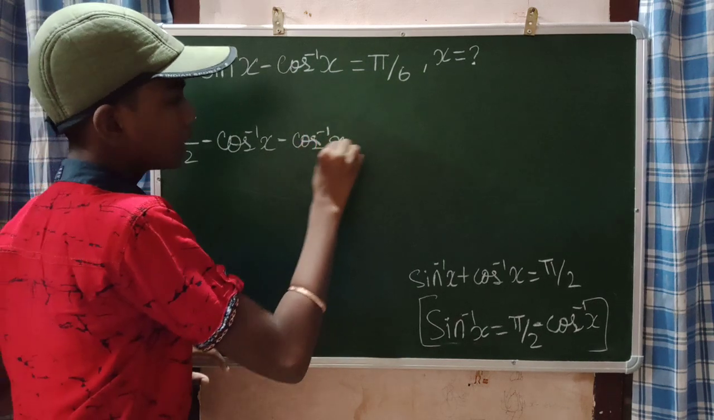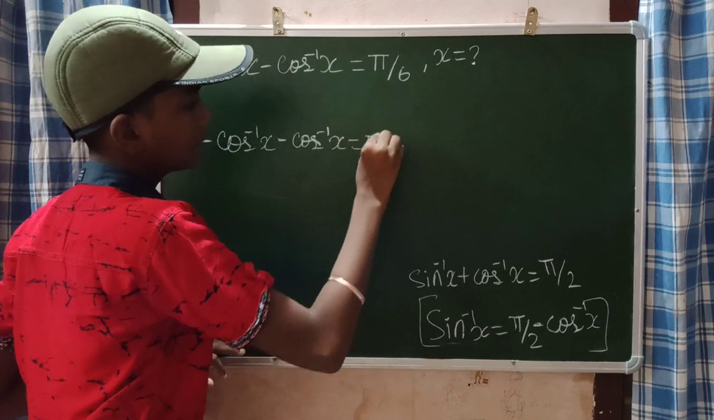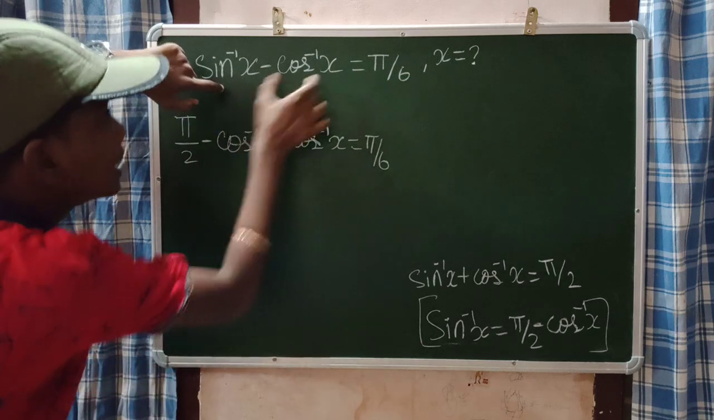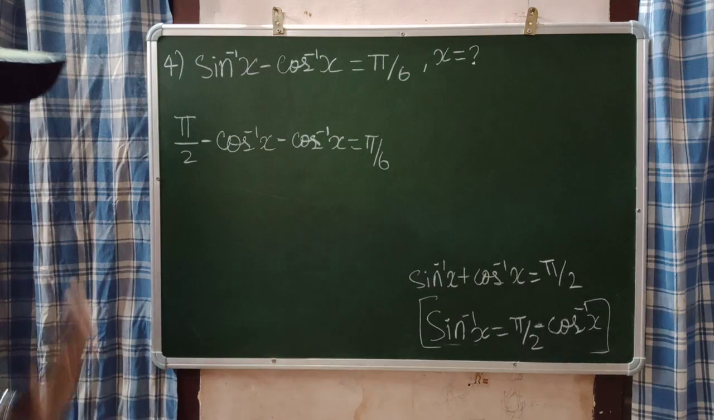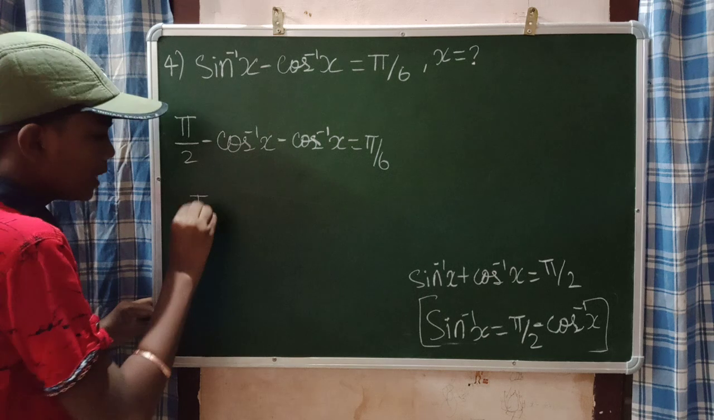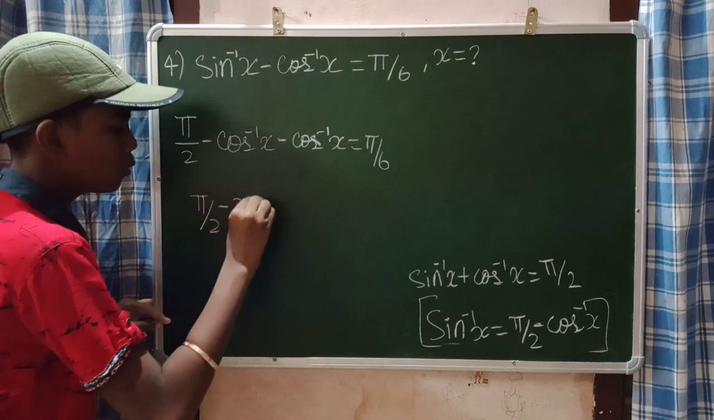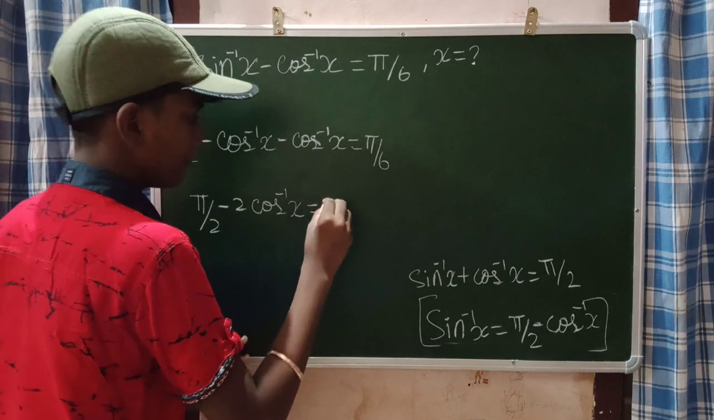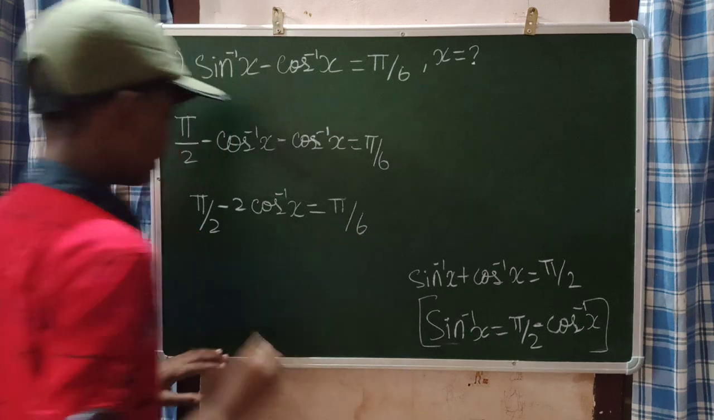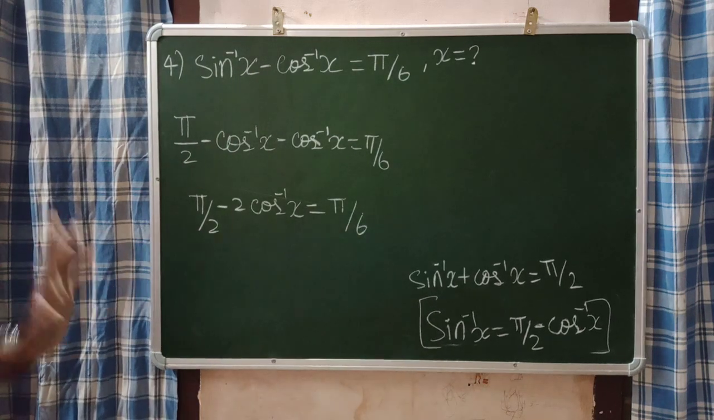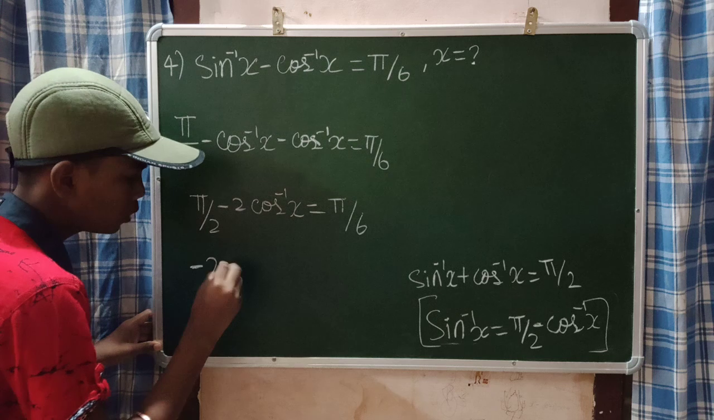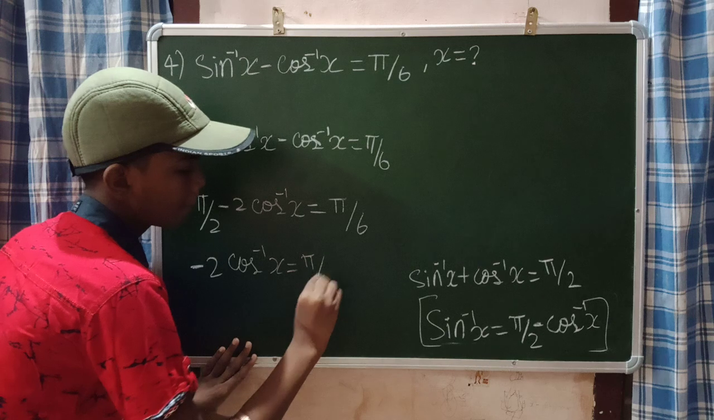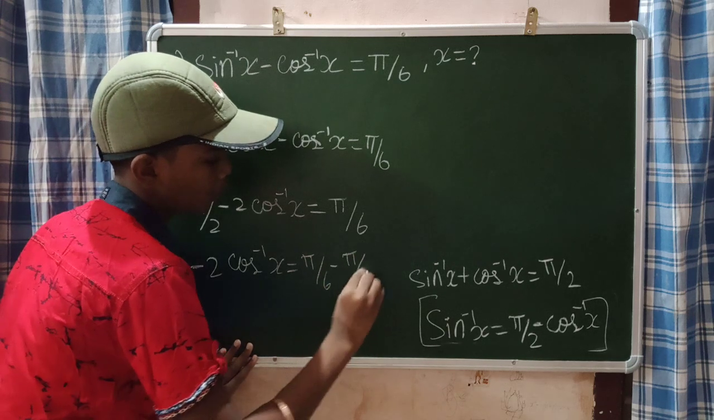That is equal to pi by 6 as per the question. I am just writing the sin inverse of x as pi by 2 minus cos inverse of x, then writing this minus cos inverse of x. Now what I would get is pi by 2 minus 2 cos inverse of x, and that is equal to pi by 6. Now guys, take this pi by 2 to the right hand side. When you take it, you will get minus 2 cos inverse of x equal to pi by 6 minus pi by 2.